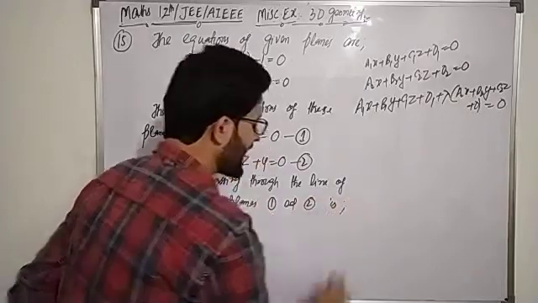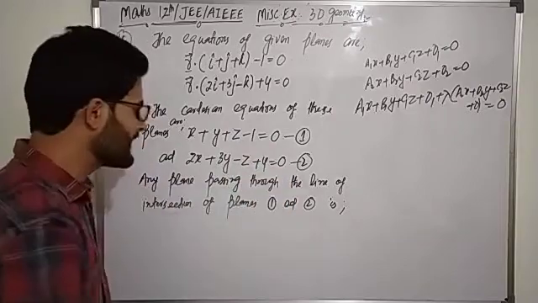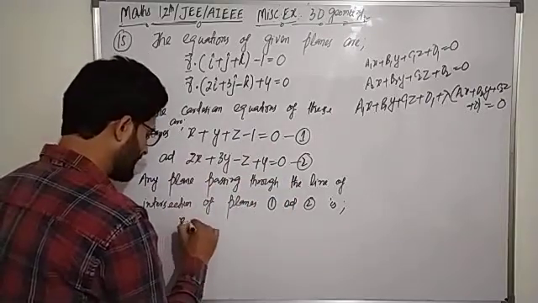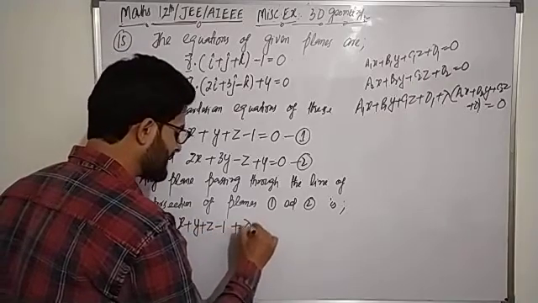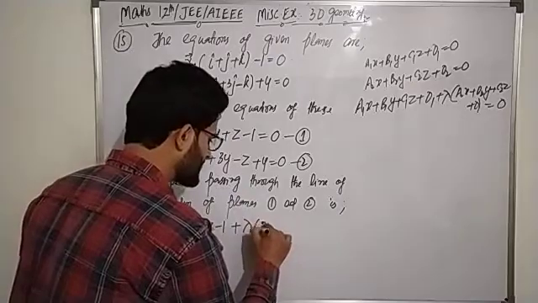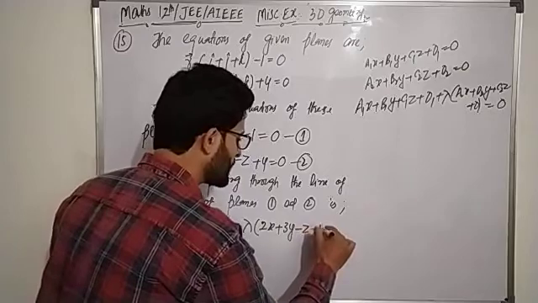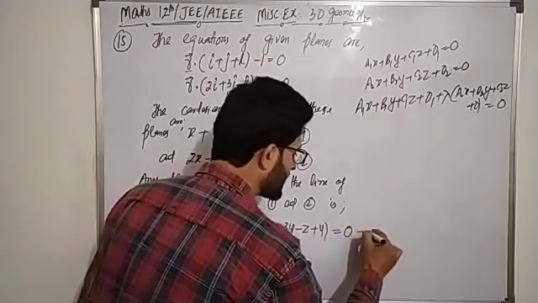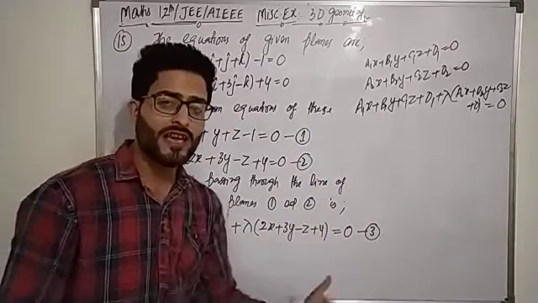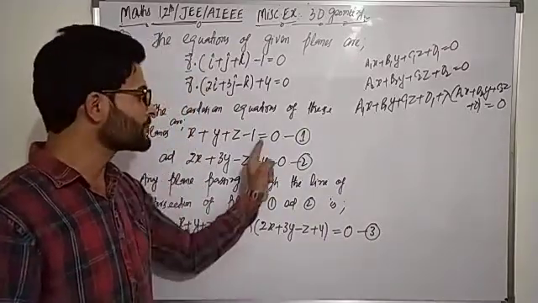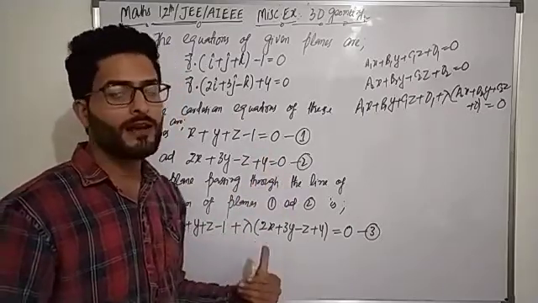What will be the equation of the plane that passes through the line of intersection of planes first and second? Yes, x plus y plus z minus 1 plus lambda times (2x plus 3y minus z plus 4) is equal to 0. We will keep that as equation number third. Equation third is the equation of the plane which is passing through the line of intersection of planes first and second. But here there is lambda, so we first have to find the value of this lambda.